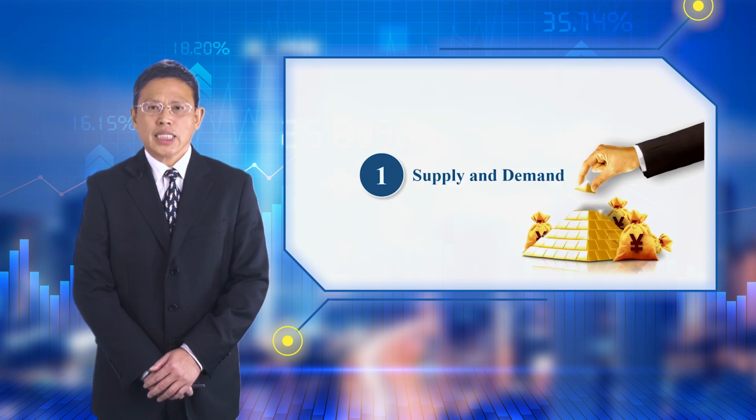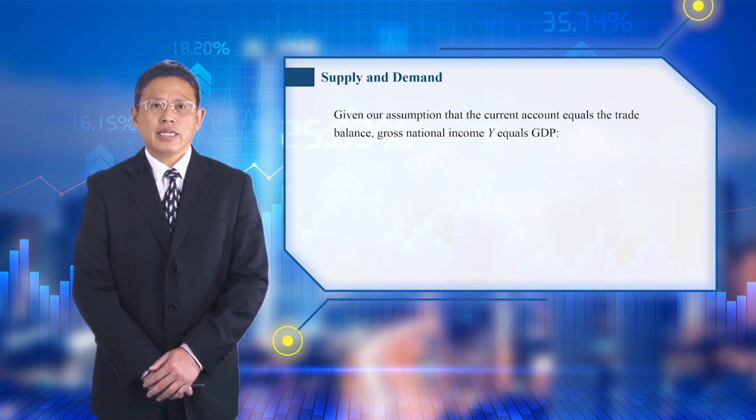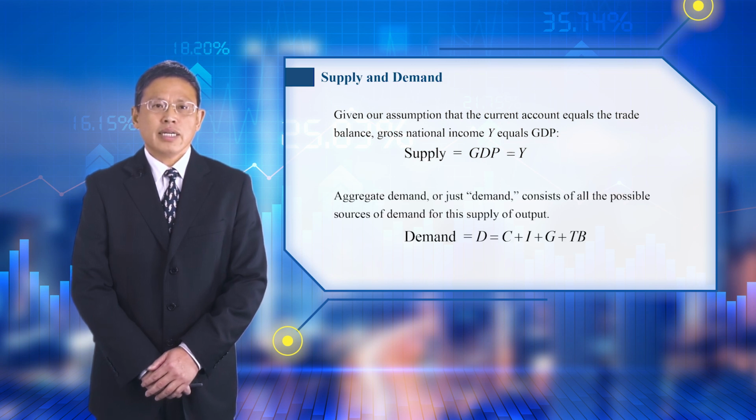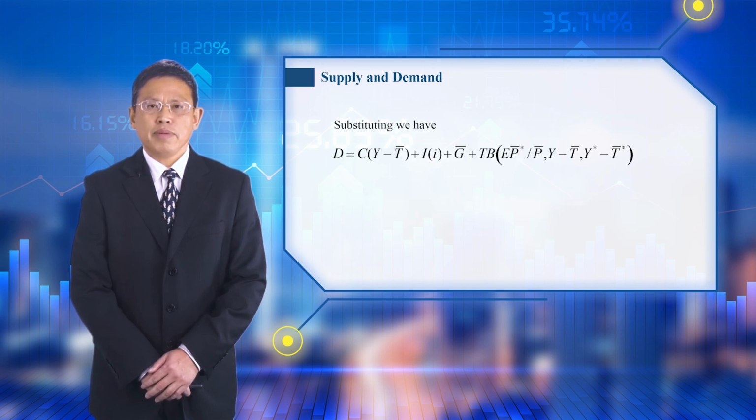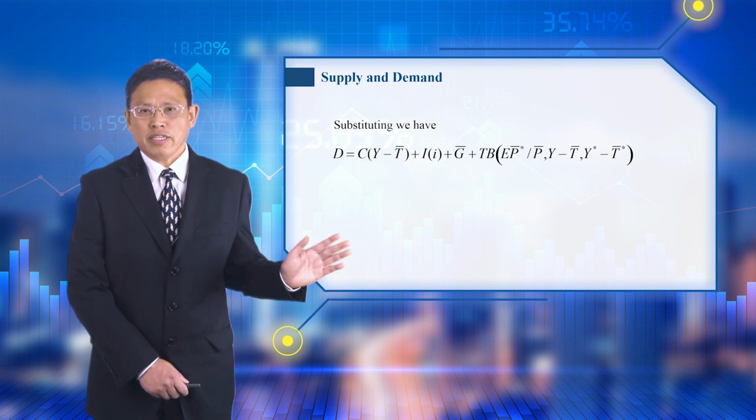1. Supply and demand. Given our assumption that the current account equals the trade balance, gross national income Y equals GDP, so supply equals GDP equals Y. We may write the total demand for GDP as demand D equals C plus I plus G plus TB. We can substitute the formulas for consumption, investment, and the trade balance presented in the first section of this chapter into this total demand equation.